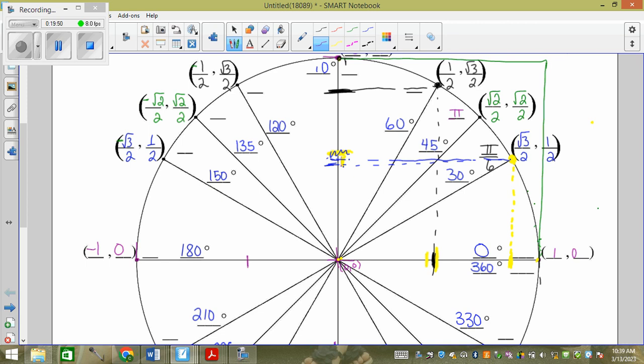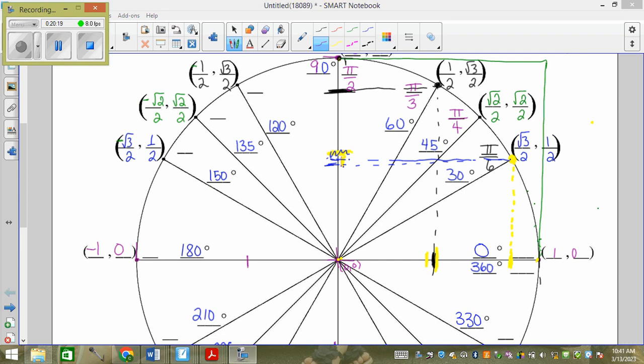It's 1 over 4. Then 60 divided by 180, math, enter, enter. Pi over 3. This is a 90. 90 divided by 180, math, enter, enter. Pi over 2. So you fill in all the rest and we'll see if you get them right.